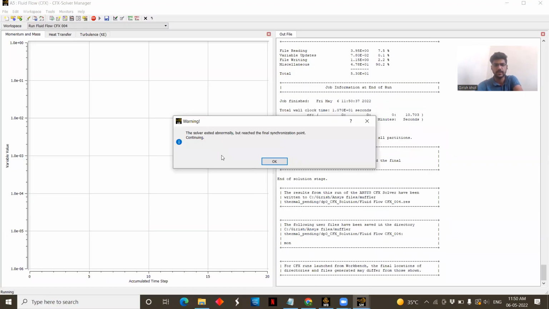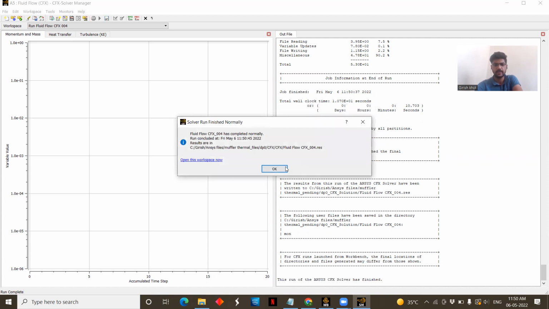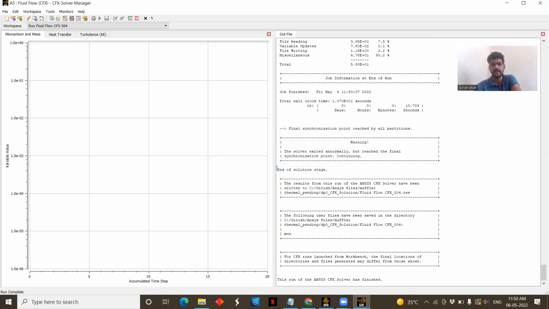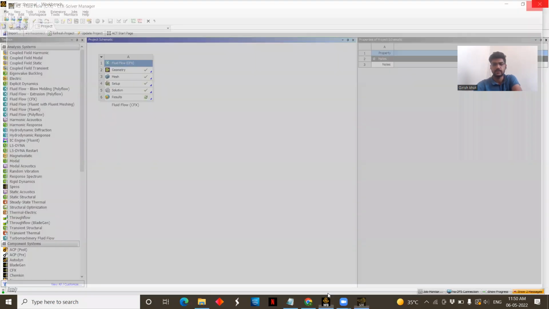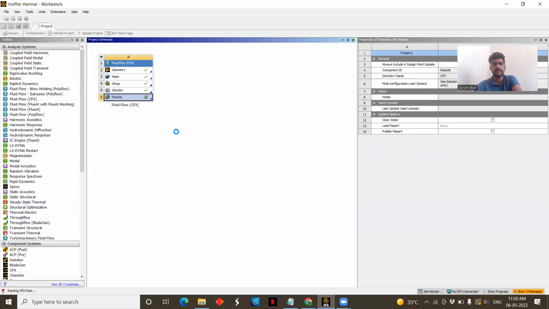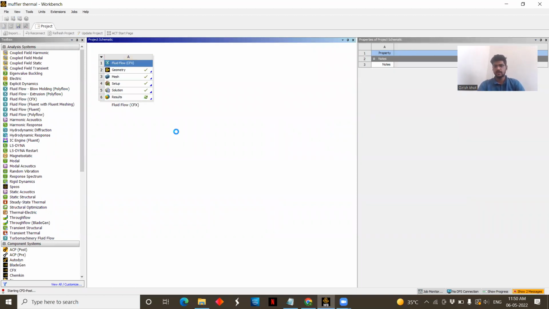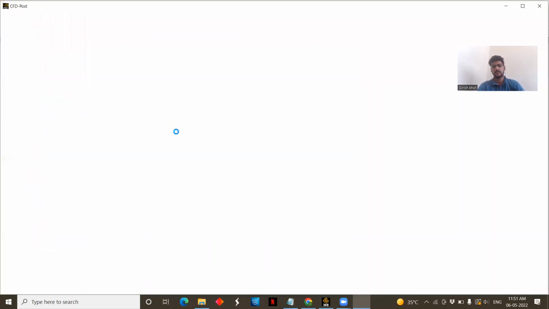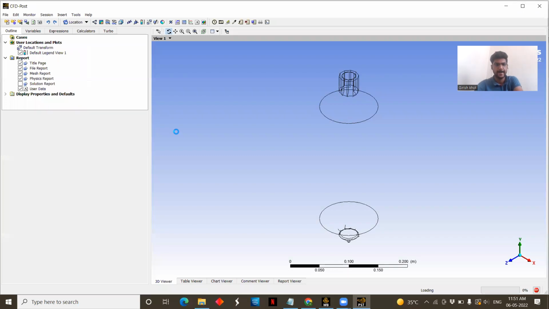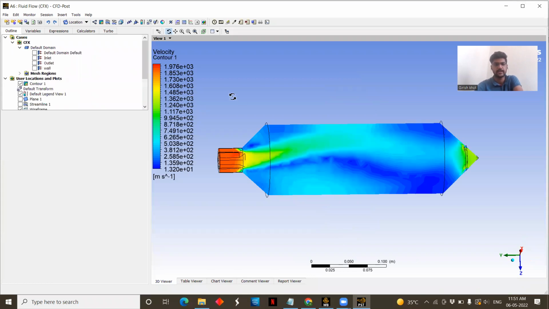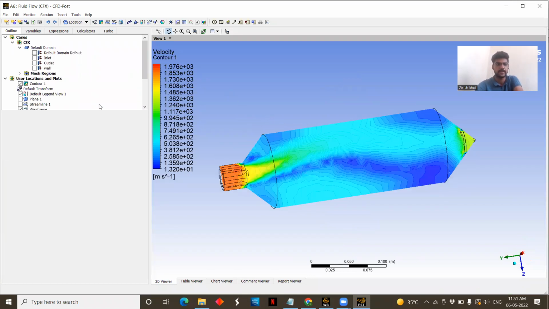So okay, we can see the solver exited, and we have reached the final synchronized point. So it means that our geometry and our meshing have been solved, and our results are shown here. So now we'll click on the results tab. Okay, so now we will see that our results have been interpreted here.